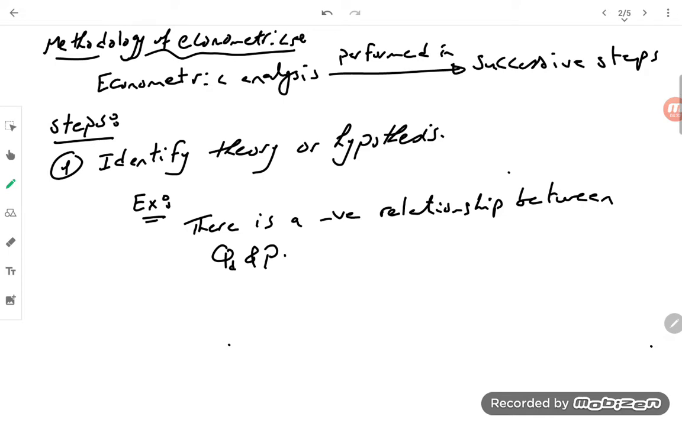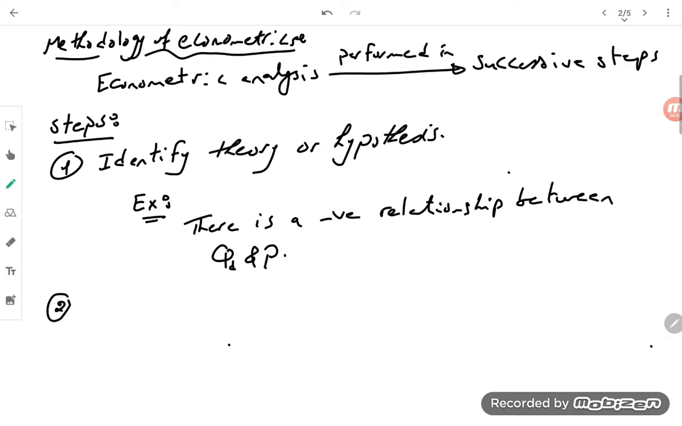Another example, we would like to study the impact of investment on the economic growth rate of the country. So according to economic theory, there is a positive relationship between investment and economic growth rate, etc. So this is step number 1.